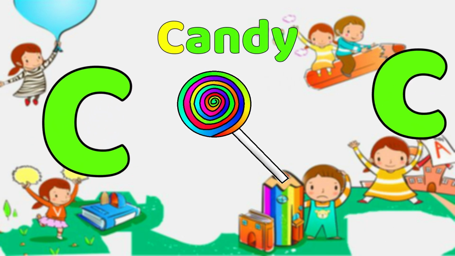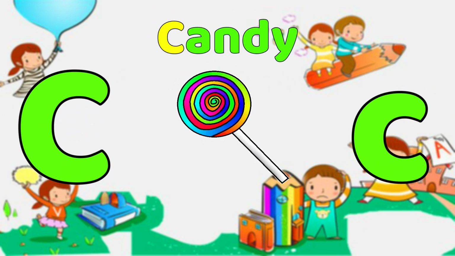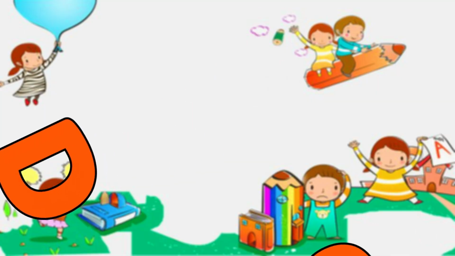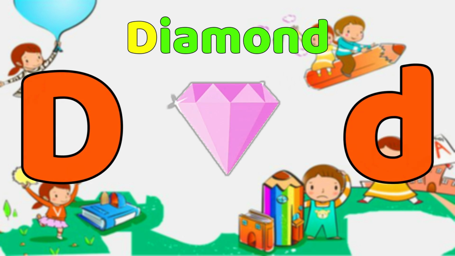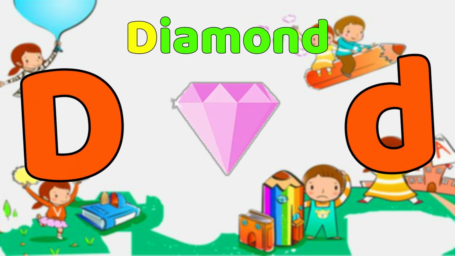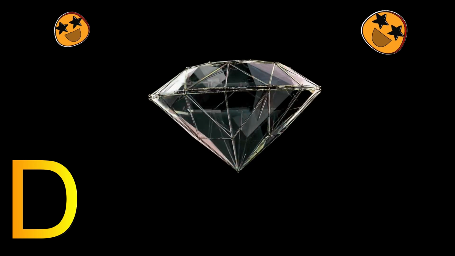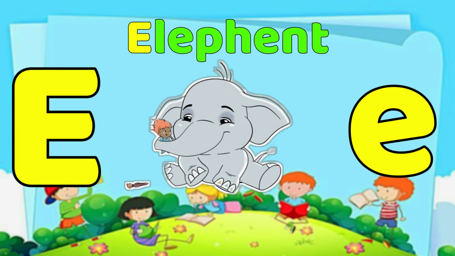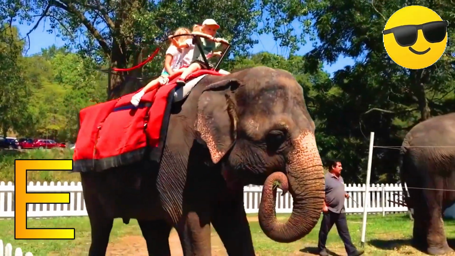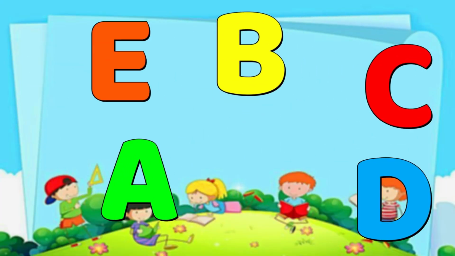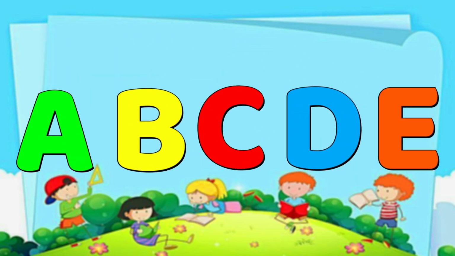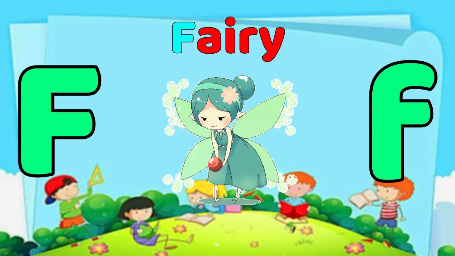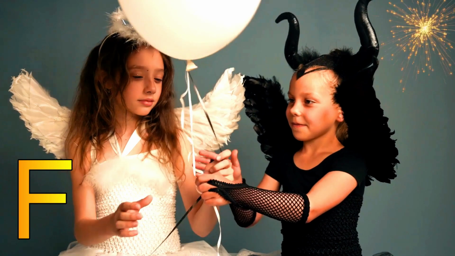C is for candy, diamond, d, d, diamond, D, diamond. E is for elephant, e, e, elephant, E, elephant. F is for fairy, f, fairy, F, fairy.